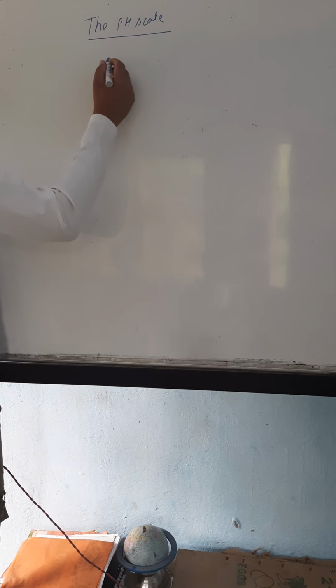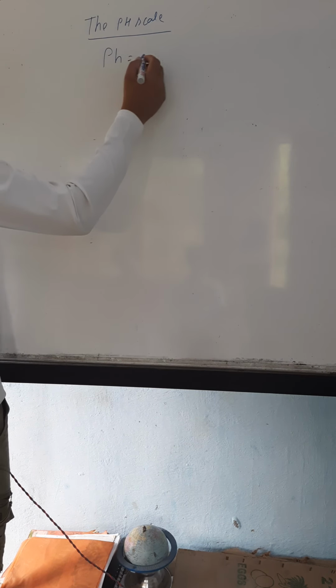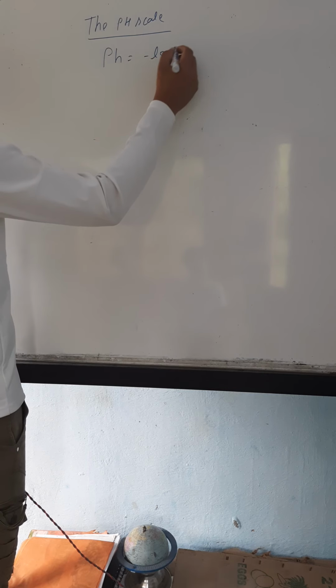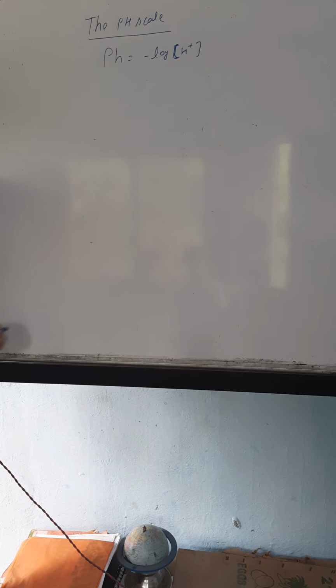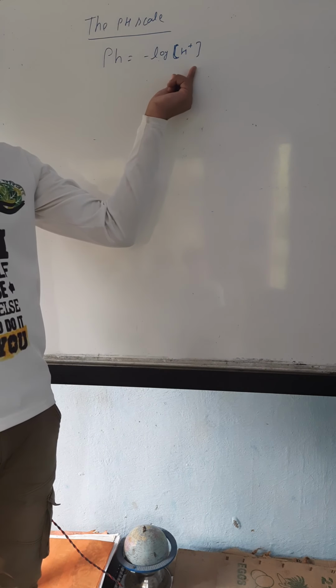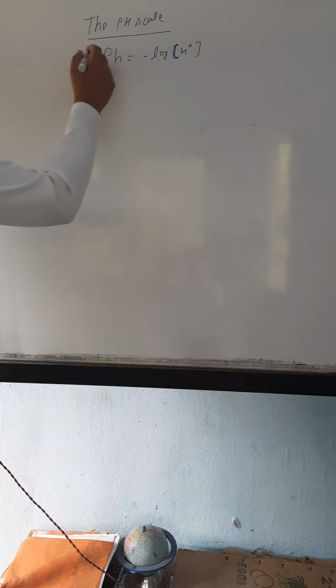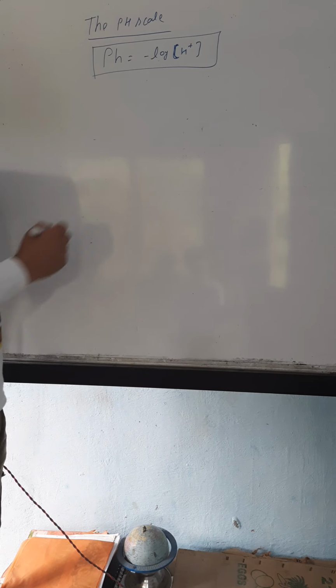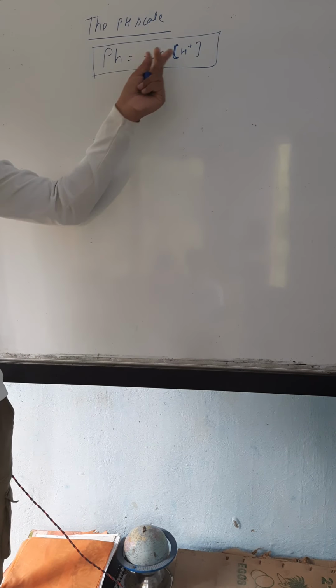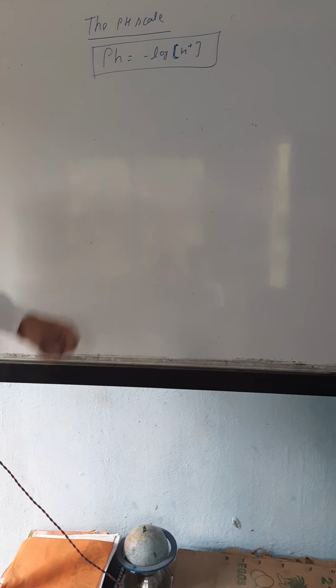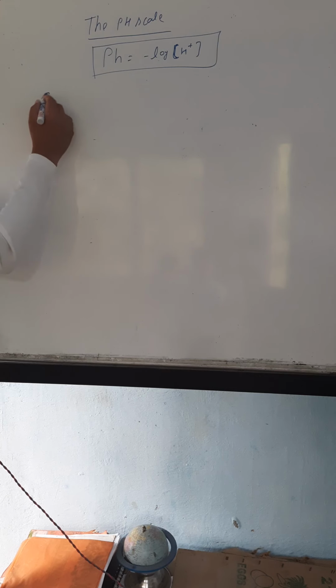Now we are discussing 3 cases. You must know that we can find the pH value by the formula pH = minus log [H+], where H+ denotes the concentration of the H positive ion. By using this one formula, we can find the pH value of any solution. What do you need? You need the concentration of H positive ions, and you find its logarithm, and you will get the pH value of the given solution. Now we will discuss 3 cases.